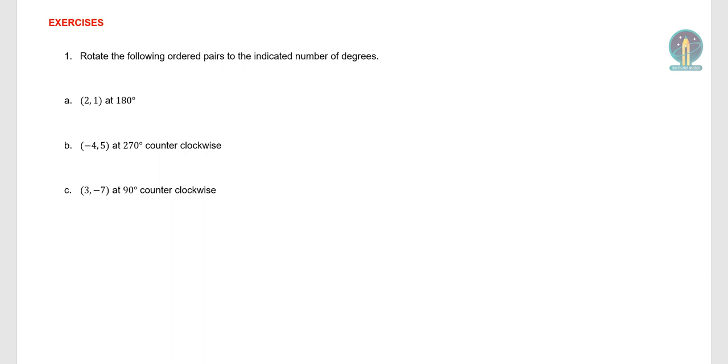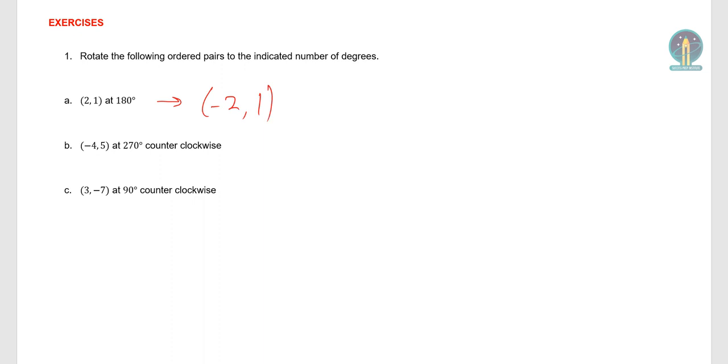Okay, so rotate the following ordered pairs by the indicated number of degrees. Point 2 and 1 at 180 degrees becomes point negative 2 and negative 1, right? Just negate both coordinates.